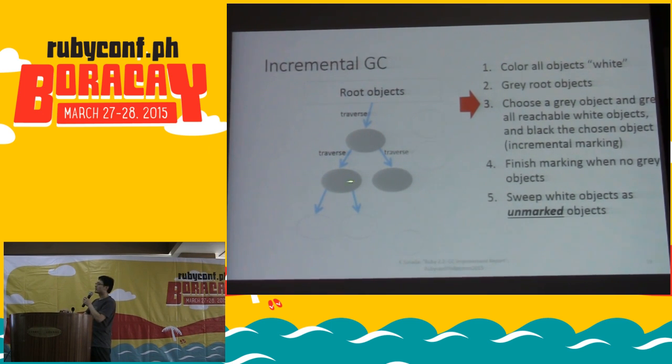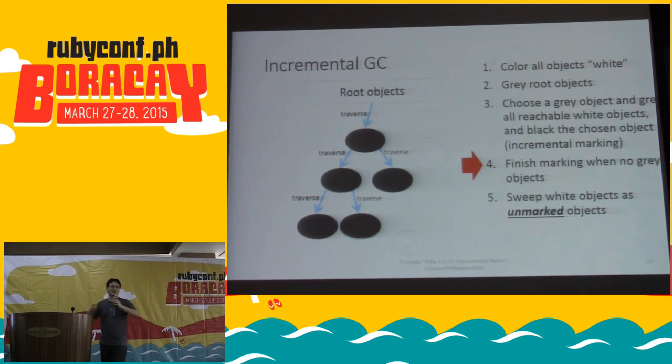So gray this and this object. And after that, there is no other white object referred to from this black object. Then grab this gray object and repeat this process. So choose this gray object, gray the objects it refers to, make it black, and so on.